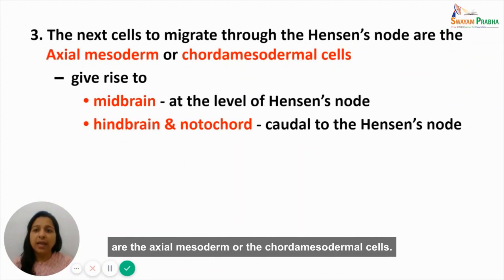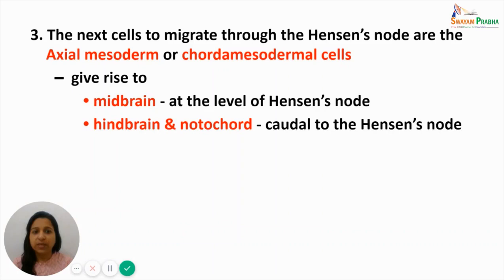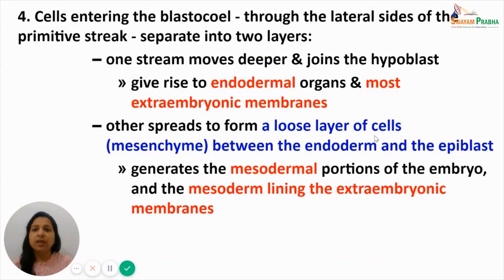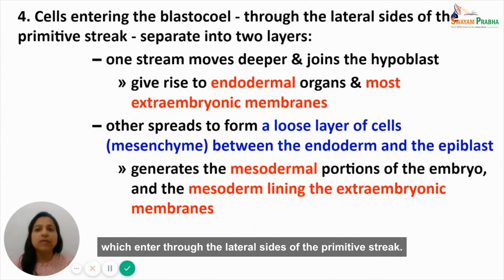The next cells to migrate through the Hansen's node are the axial mesoderm or the chordamesodermal cells. The axial mesoderm gives rise to the midbrain at the level of Hansen's node, and it also gives rise to the hindbrain and notochord caudal to the position of the Hansen's node. Here we remember that the notochord is formed once the Hansen's node begins to regress, that is, during the next phase of gastrulation.